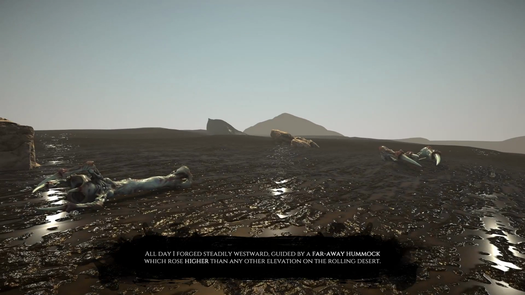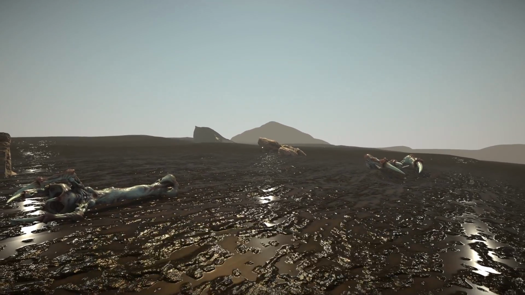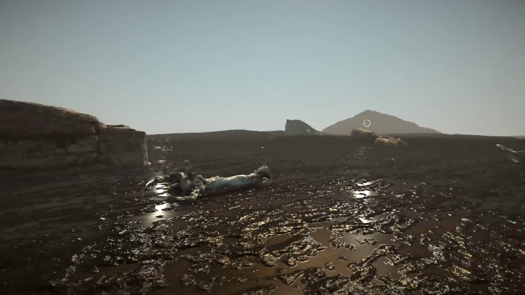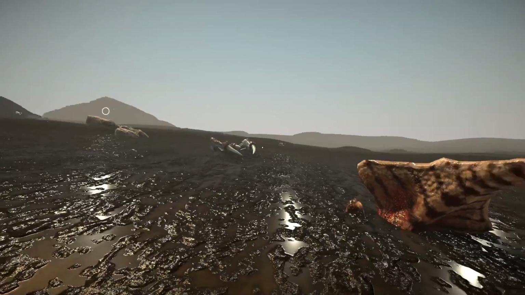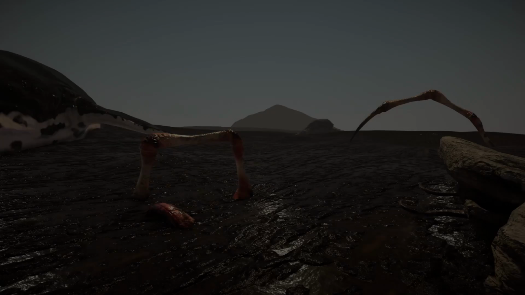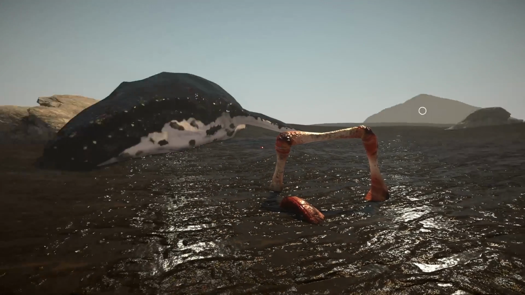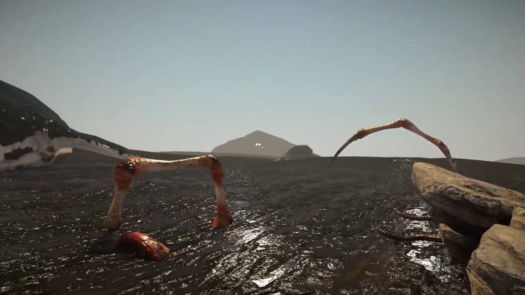All day I forged steadily westward, guided by a faraway hummock which rose higher than any other elevation on the rolling desert. This one, I suppose. Always gotta look around to see if there's any extra information. Oh, there's a whale. Or what used to be a whale.